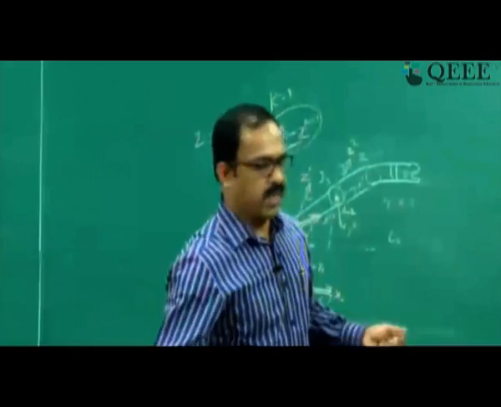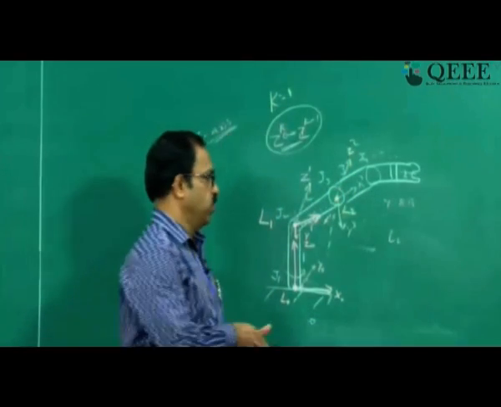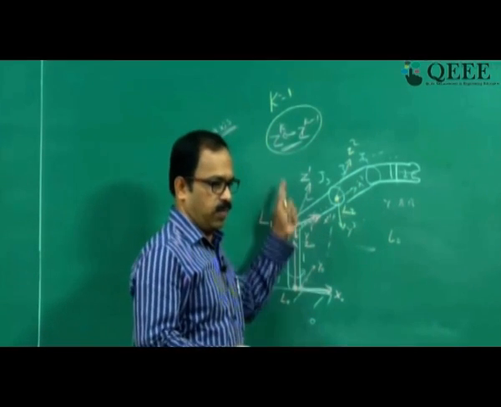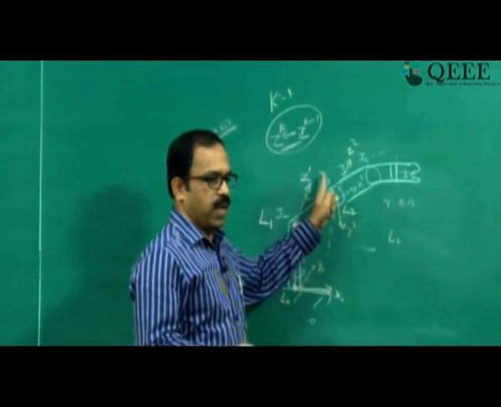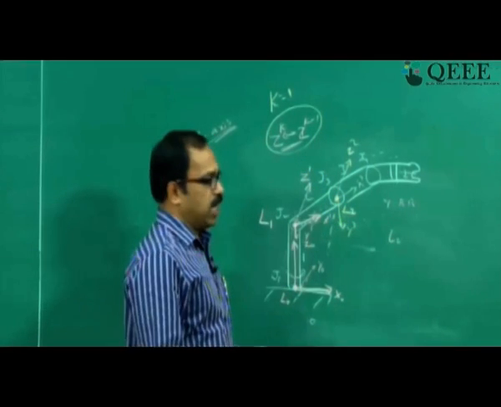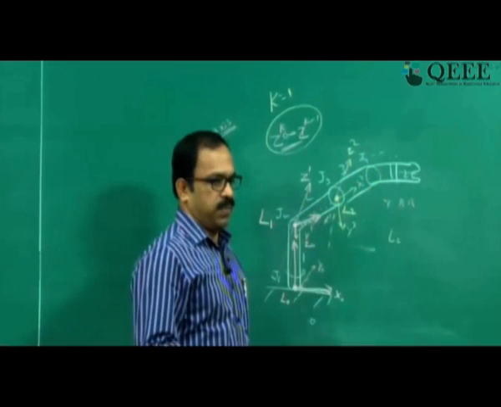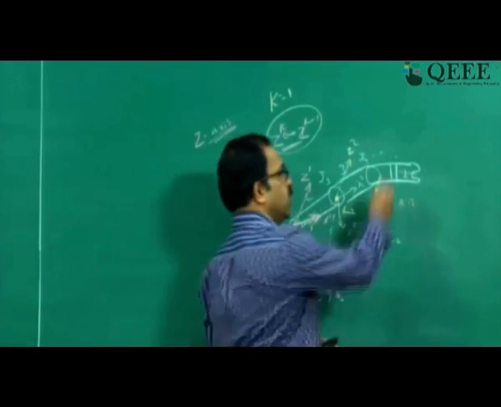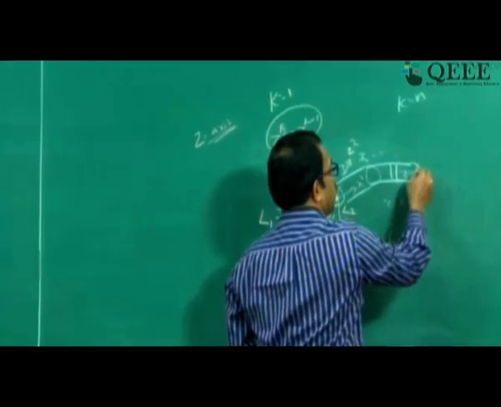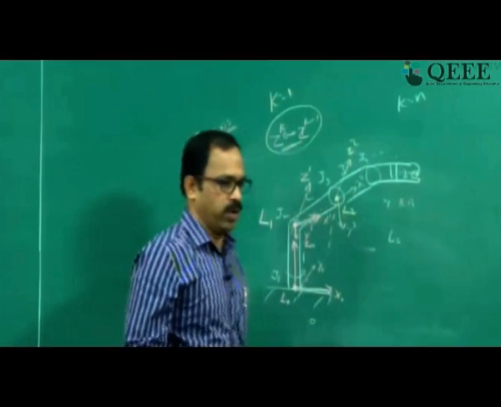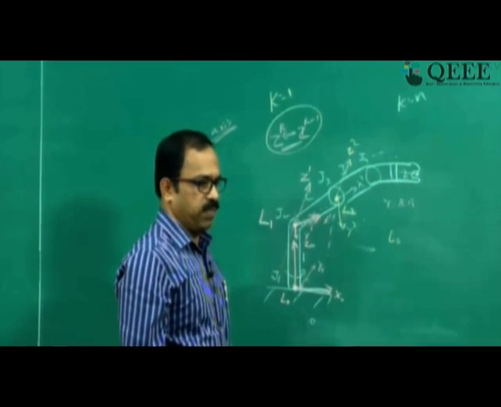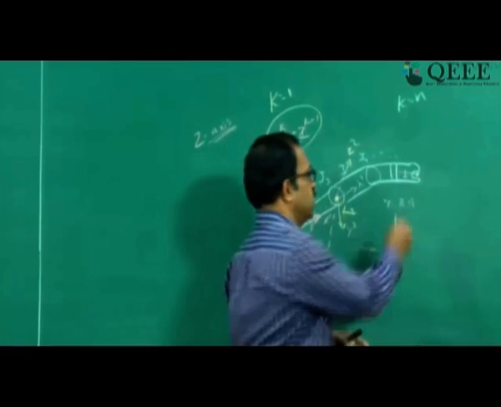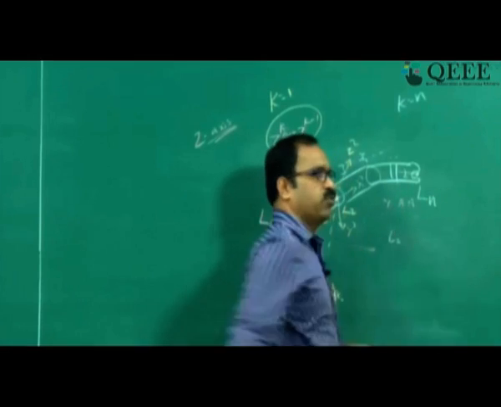We will continue with this till we assign the last frame, k is equal to n. We continue with the right-handed coordinate frame, and then k is equal to k plus 1. We continue this while k is less than n, and when k is equal to n, we assign the last coordinate frame at the tooltip. So the origin of Ln, the last one, will be at the tooltip. So we will put this as Ln. So if you have 5 degrees of freedom, this will be L5.